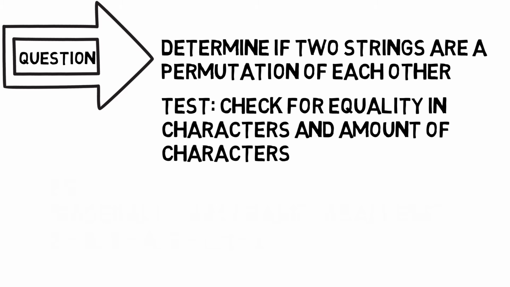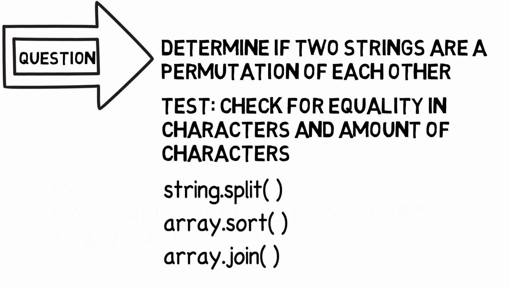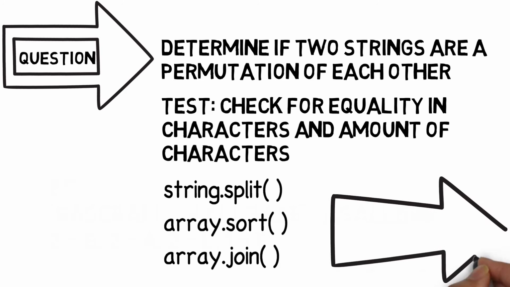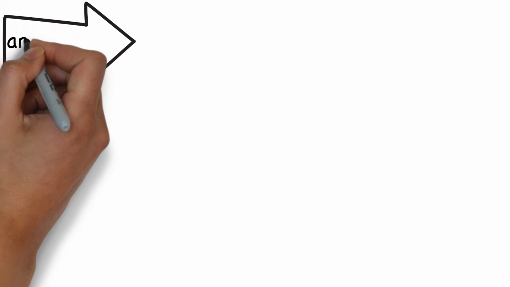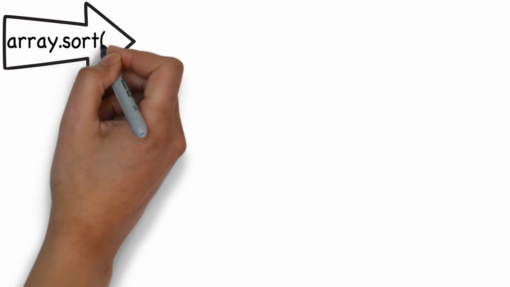Some tools at your disposal to create this algorithm are the string split method, the array sort method, and the array join method. In our previous lesson, we looked at the string split method. You can go back and look at our algorithm on determining the longest word in a string if you need a refresher. So let's go ahead and move forward and look at the sort method on an array.